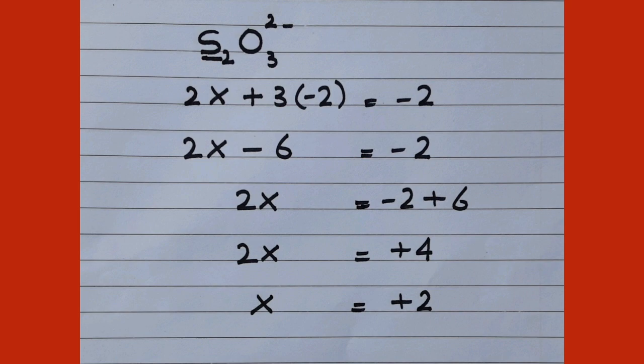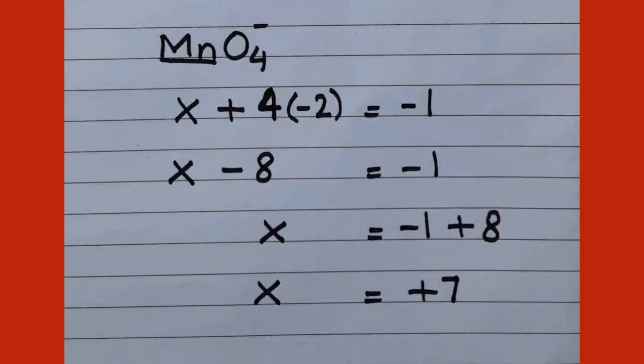S2O3 2-, underlined element S. 2x plus 3 multiplied by minus 2 equals minus 2. 2x minus 6 equals minus 2. 2x equals minus 2 plus 6. 2x equals 4. x equals plus 2. MnO4 -, underlined element Mn. x plus 4 multiplied by minus 2 equals minus 1. x minus 8 equals minus 1. x equals minus 1 plus 8. x equals plus 7.